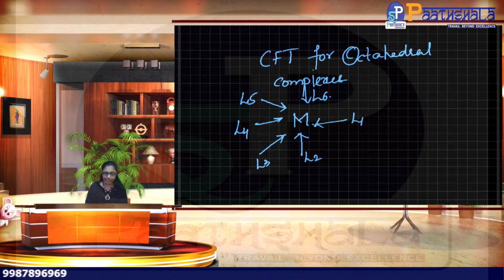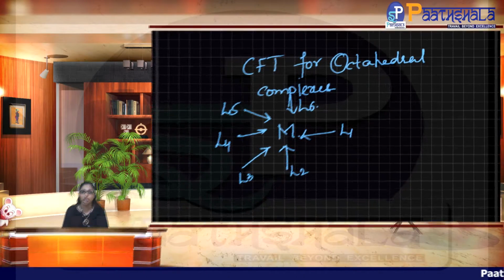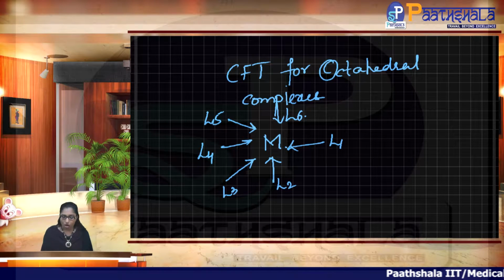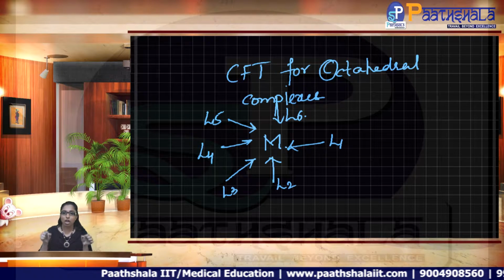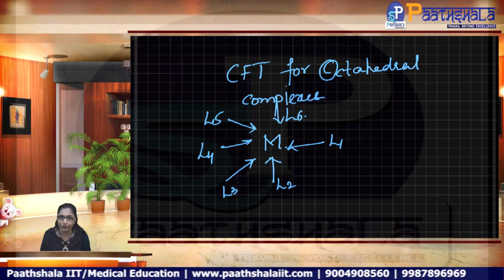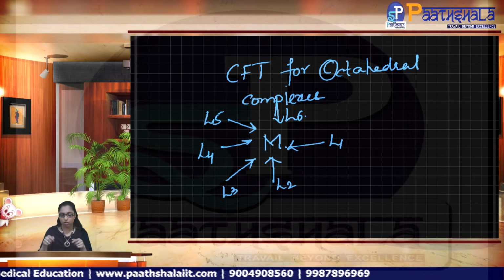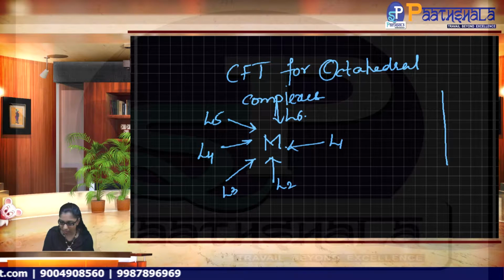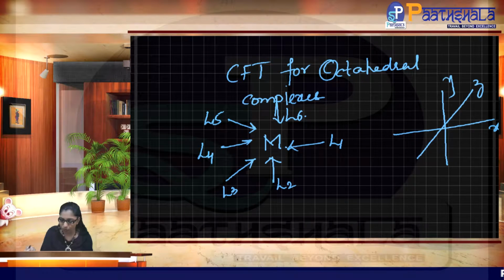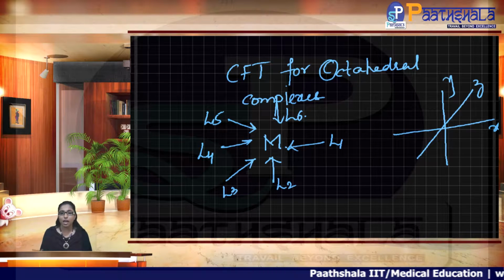Now, since there are 6 ligands surrounding the metal atom, crystal field theory says that in an octahedral complex, all the ligands approach the metal atom via the axis. That means these are the axes that we have. We have the x-axis, y-axis, and z-axis. I'm representing z in this manner. So now, in an octahedral complex, all the ligands approach the metal atom via these axes.